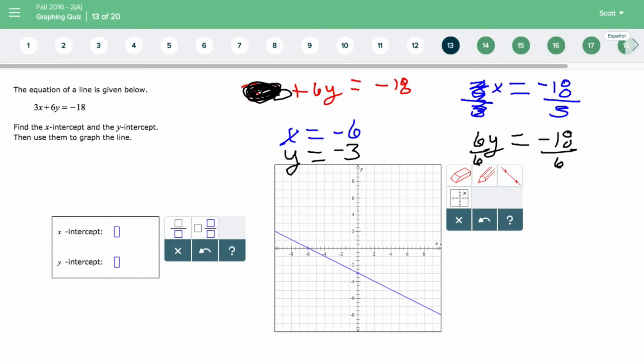So again, my x is negative 6. So that's what I put right here on x. And my y turned out to be negative 3. So that's what goes right there on negative 3. And that's also what I put in here. My x was negative 6, and my y was negative 3.